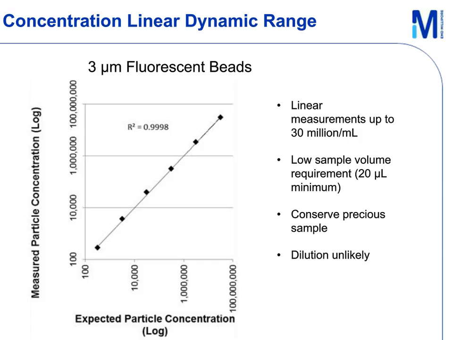To evaluate the linear concentration range of the instrument, we started off with a sample containing 3-micron fluorescent beads that was highly concentrated and then prepared serial dilutions of that sample. Image data was then acquired for each of these dilutions using the ImageStream X, and the number of beads within each sample was measured using the Objects from Lane feature and IDEAS.